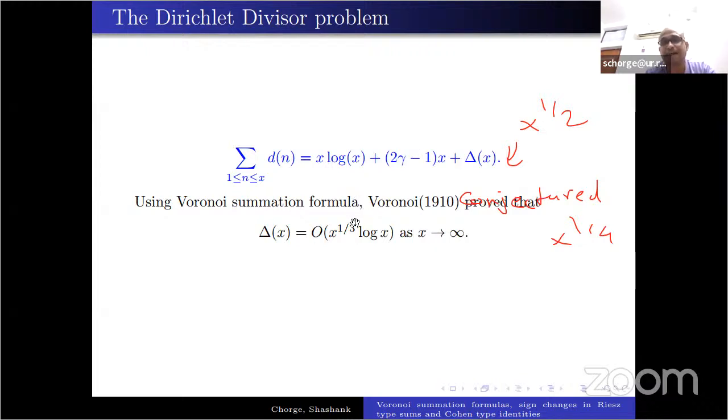But after Voronoi's improvement, which was 100 years ago, there have been further improvements as well, and most of them used a Voronoi type summation formula. So 1/3 is not the best bound, I guess. There have been small improvements, and something like 0.31, I guess, is the current best available estimate.